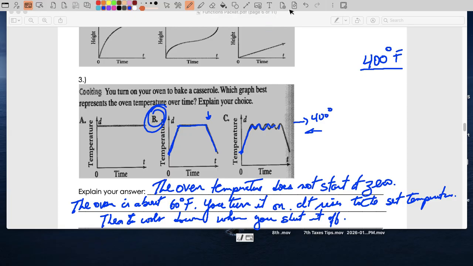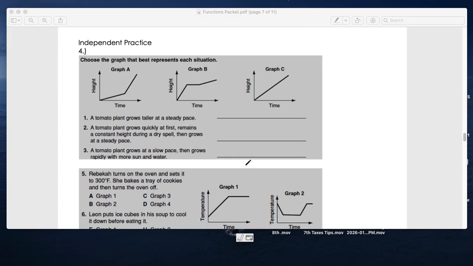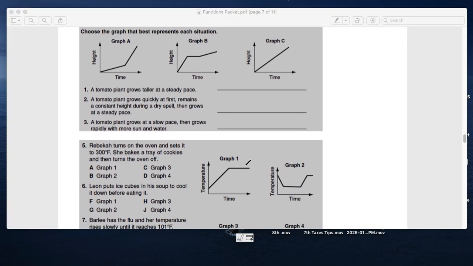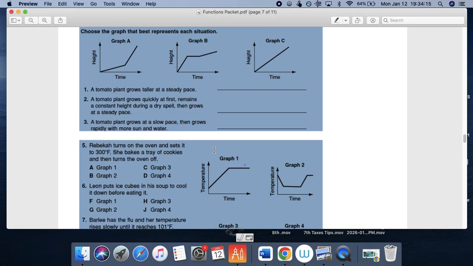Okay, so that is the story with that. Choose a graph that best represents the situation. Oops, what happened here?